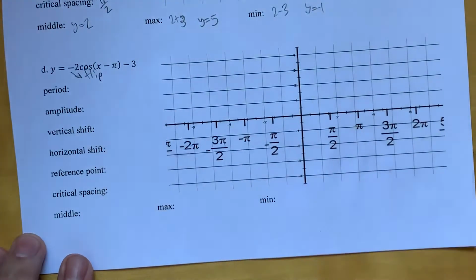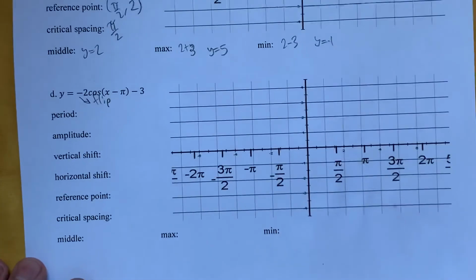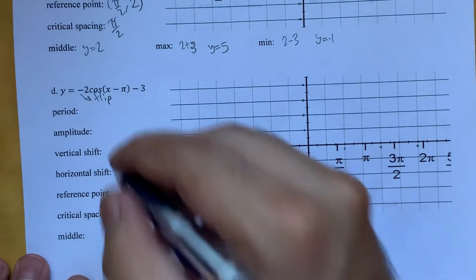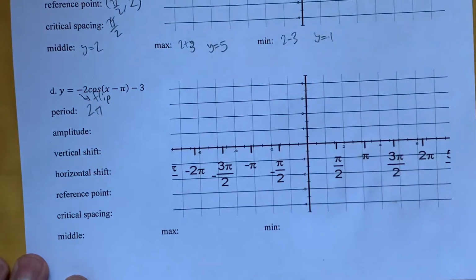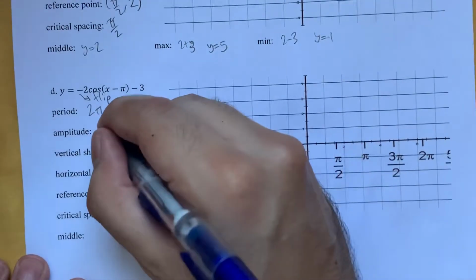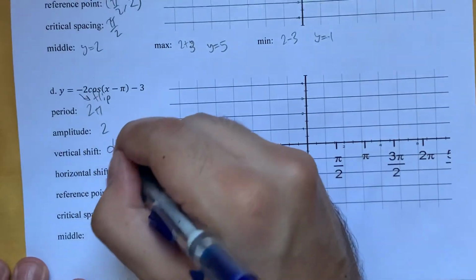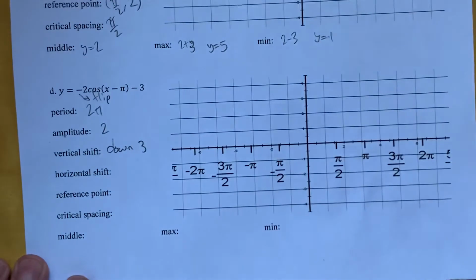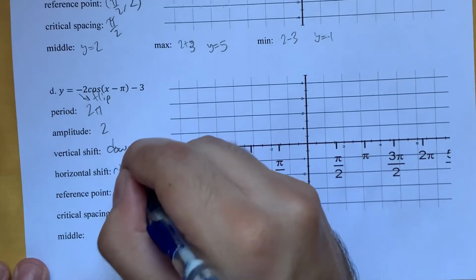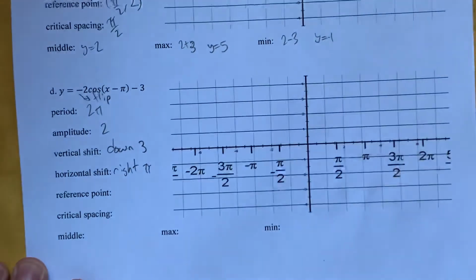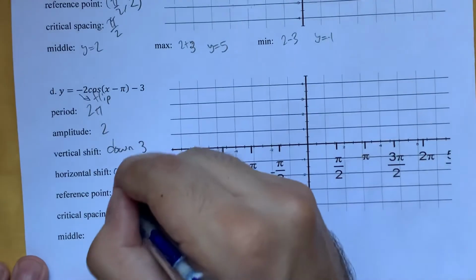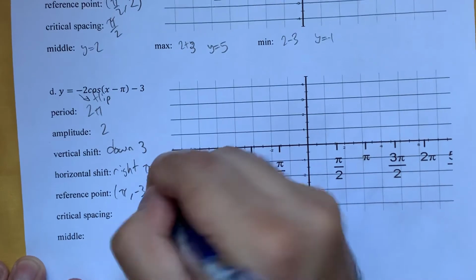So, negative flips it. What does the period do? The period, oh, what is the period? 2 pi, right? No b. What's the amplitude? 2. Vertical shift, down 3. Horizontal shift, right, pi. Reference point, pi and negative 3.